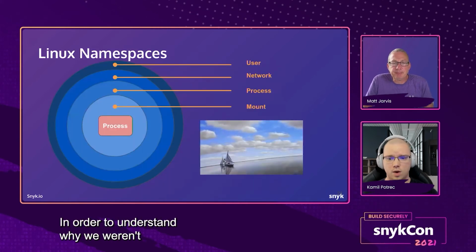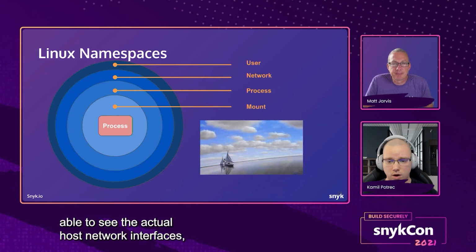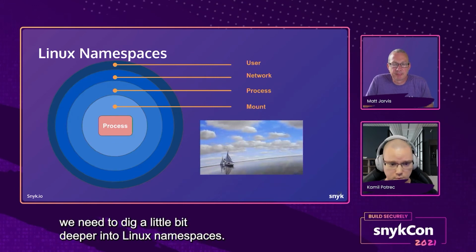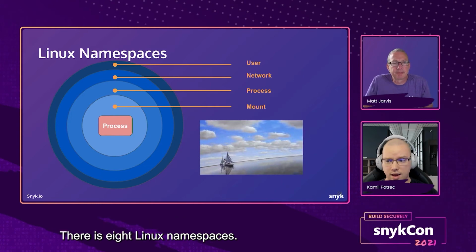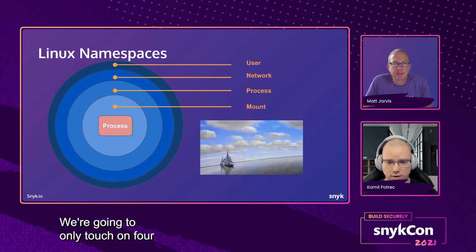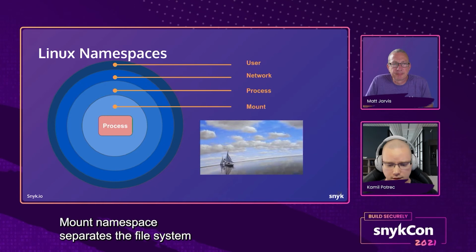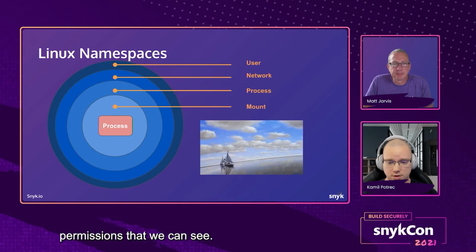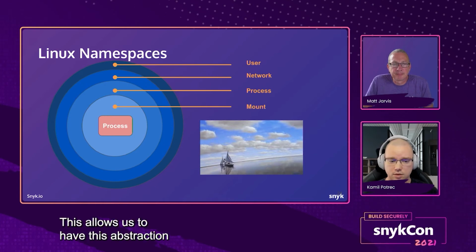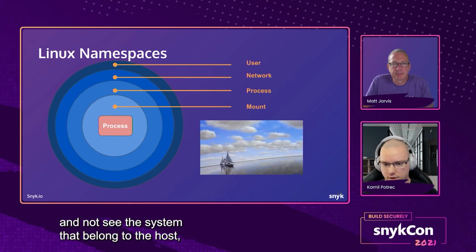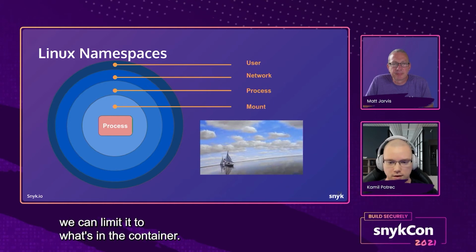In order to understand why we were unable to see the actual host network interfaces, we need to dig a little bit deeper into Linux namespaces. There are 8 Linux namespaces. We're going to only touch on 4 that are relevant to this exploitation process. Mount namespace separates the file system permissions that we can see. This allows us to have this abstraction and not see the file system that belongs to the host. We can limit it to what's in the container.